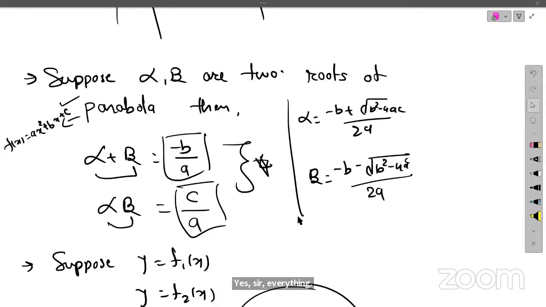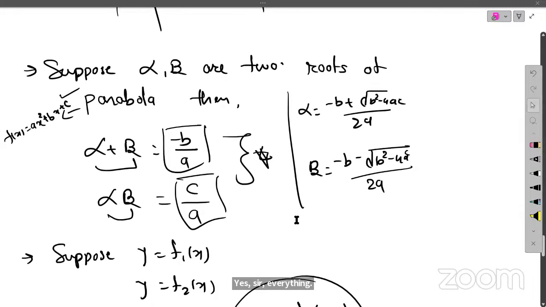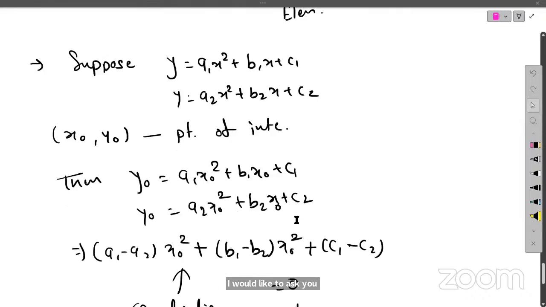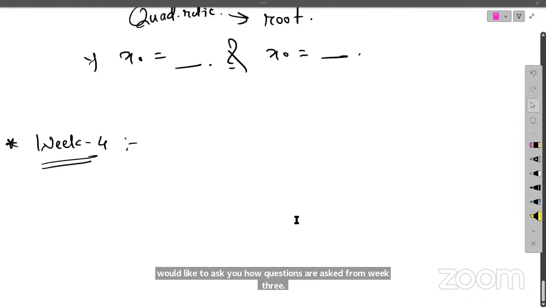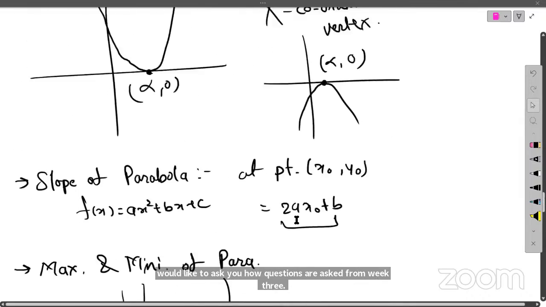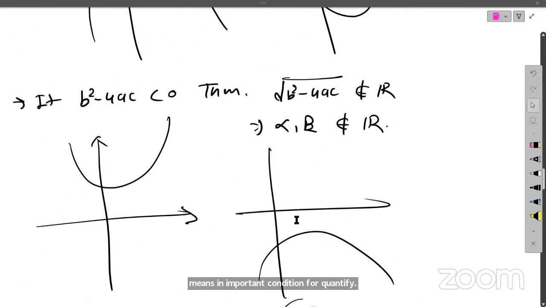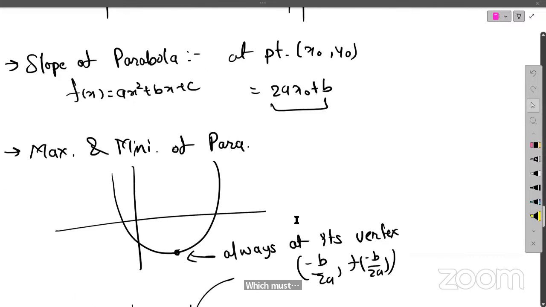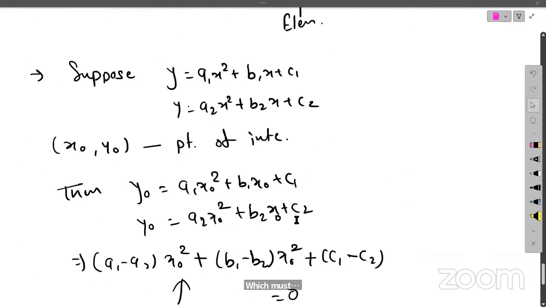Ma'am, I would like to ask how questions are asked from week 3, I mean, important questions for the qualifier. Week 3 is about parabola, so what can we ask about maximum? Whatever questions you see in the practice assignment, that type of question only you can assume.